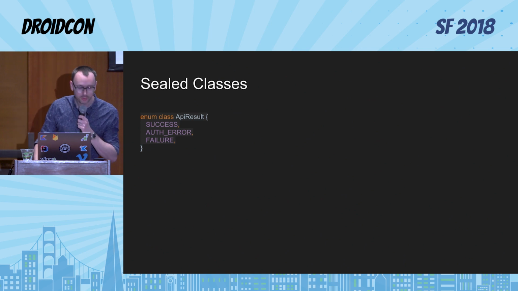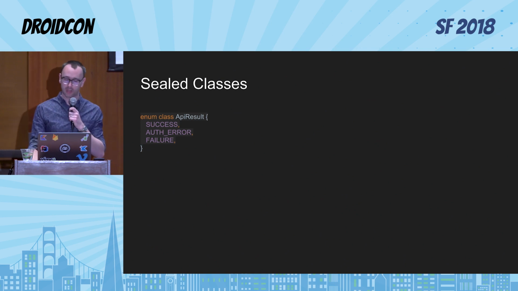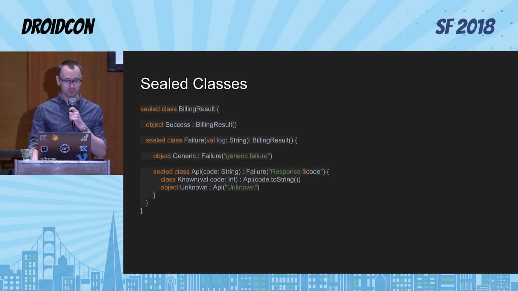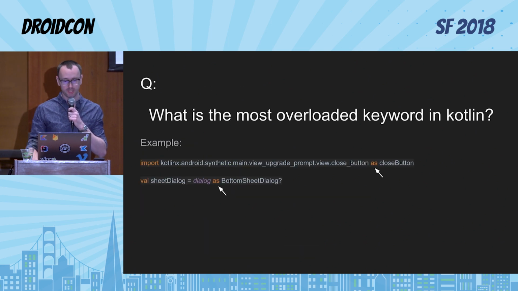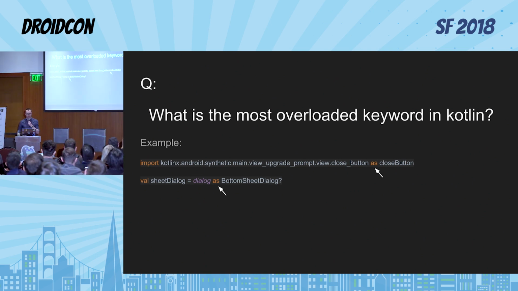All right, we are running low on time, so I am not going to cover sealed classes, but you should take a look at them if you don't know about them. They are awesome and great. All right, so on to covariance and contravariance. But just a quick bit of trivia.